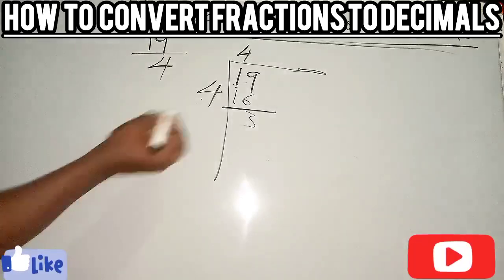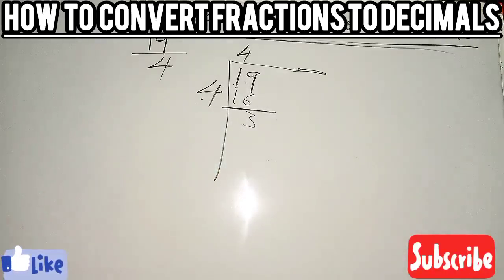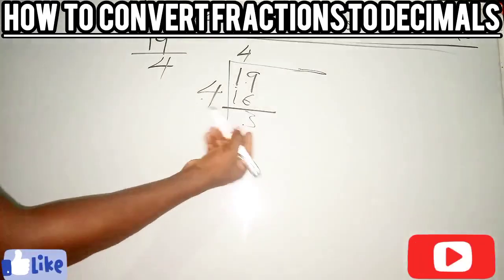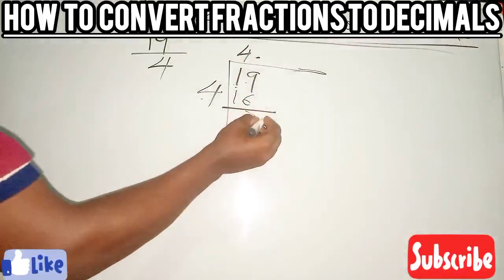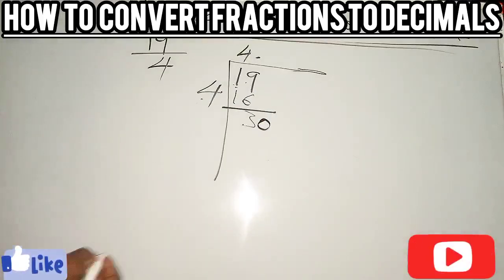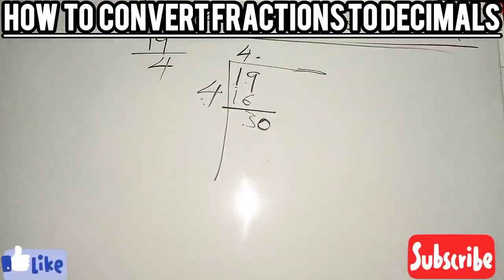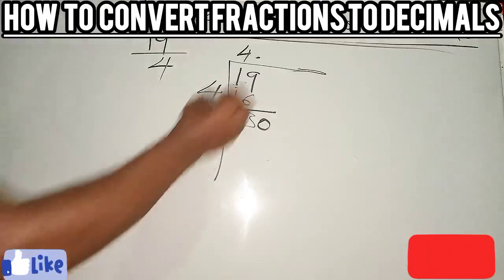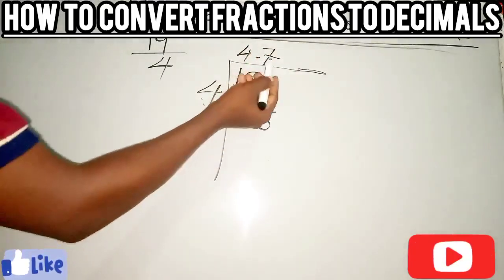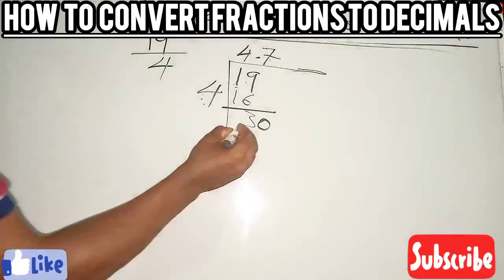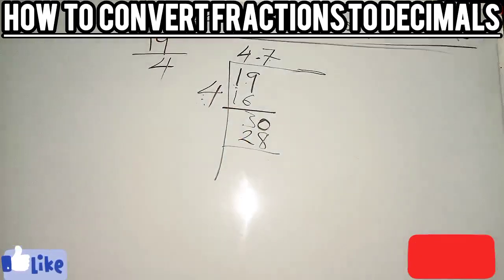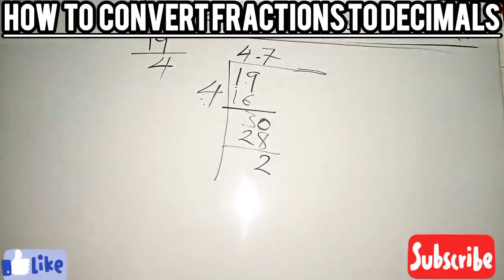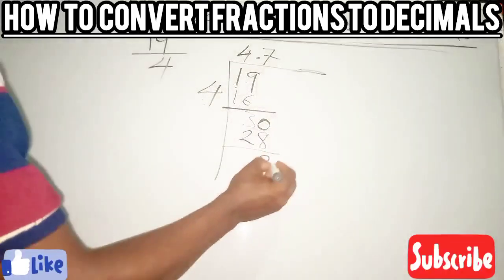3. Can 4 go into 3? No. And there's no other number that you can attach to the 3. So what do we do? You bring your decimal point. Then you add 0 to this to make it 30. Okay. Can 4 now go into 30? Yes. How many times? 7 times. 7 times 4 will give us what? 28. So we subtract 28 from 30. You'll be left with 2. Can 4 go into 2? No. What do we do? You add 0 to it.